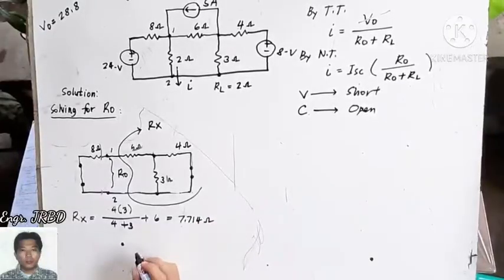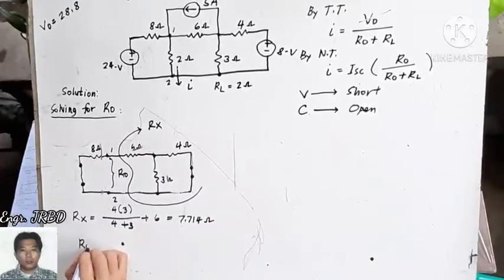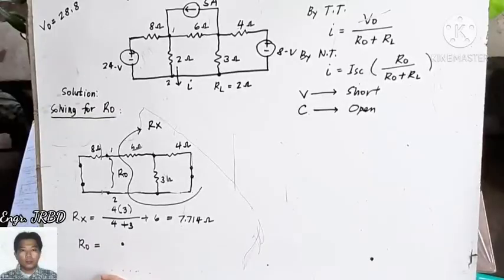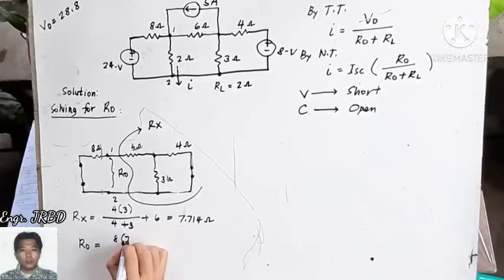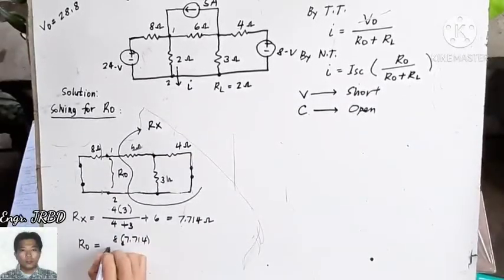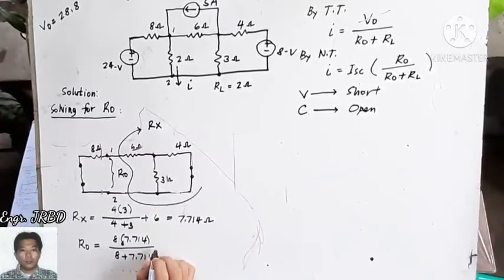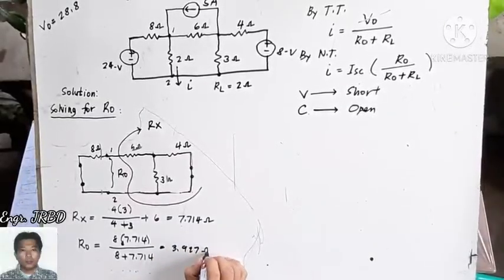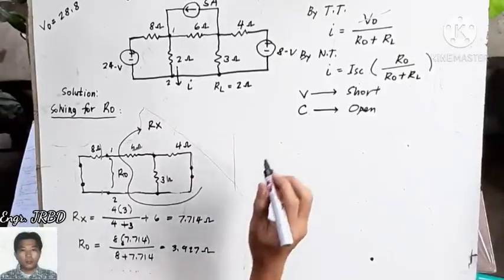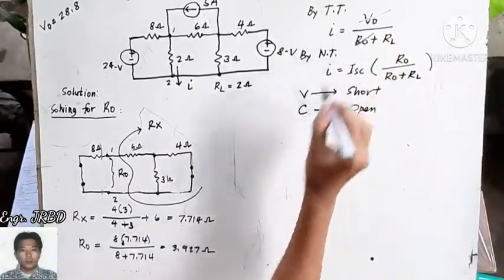7.714 ohms. So your R sub O is just equivalent now to the parallel combination of Rx and 8 ohms, which is 8 times 7.714 all over 8 plus 7.714. The looking back resistance is 3.927 ohms. So we already have the value of R sub O.